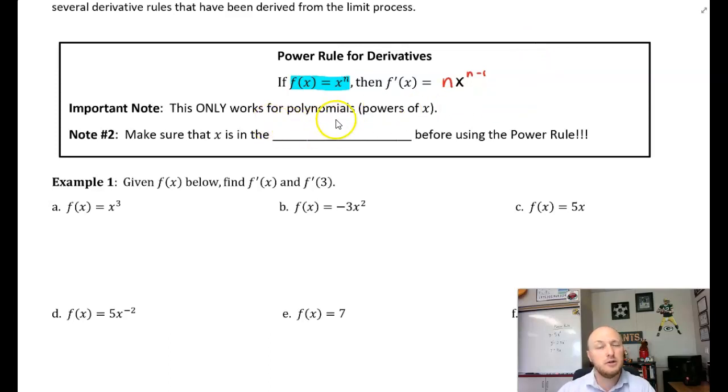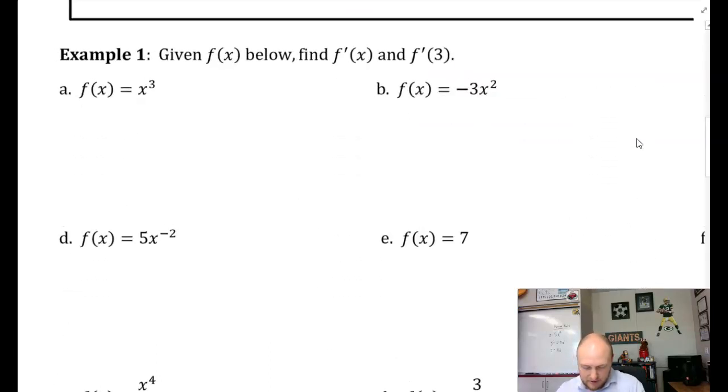This only works for polynomials, though. It does not work for sine and cosine, does not work for exponentials, does not work for logarithms. So we're going to have to use this strategy appropriately, okay? Now, note number 2, make sure that x is in the numerator before using the power rule. We want to make sure that our x is in the numerator, and I'll show you some of those examples here in a moment.